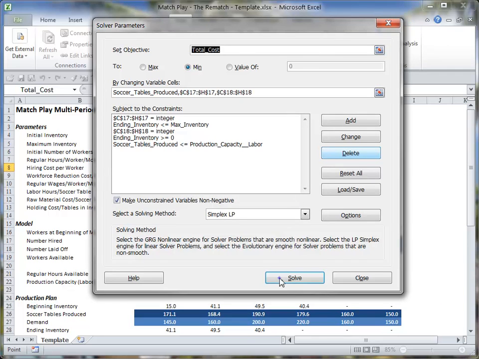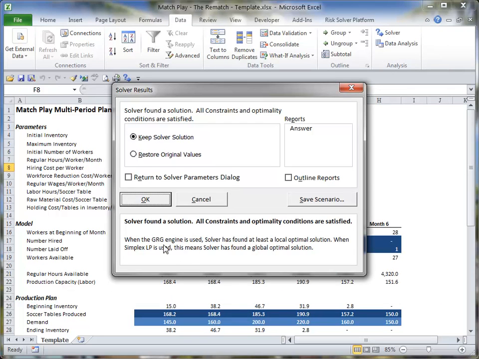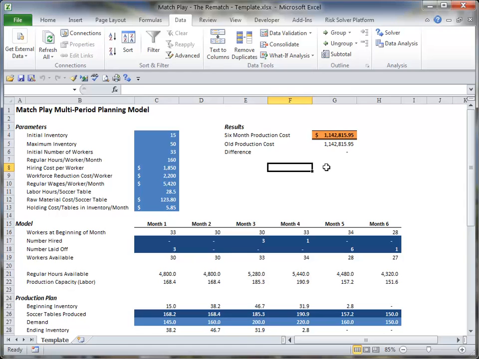And to be sure, let's go ahead and solve this, and this should take us back to our original solution. And you can see here the difference is 0. Now the question is how to implement this new restriction. Well, if we can hire and fire at will, but we have to make sure that we have at least as many as we started with, one option would be to simply add the constraint that the month 6 workers available would have to be greater than or equal to the month 1 beginning inventory of workers.